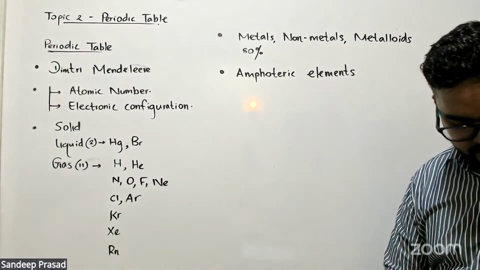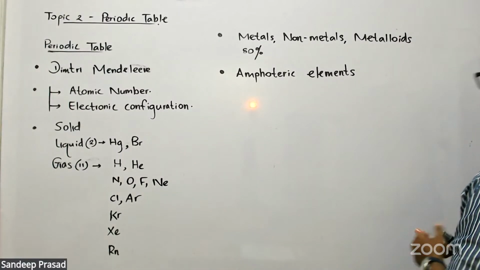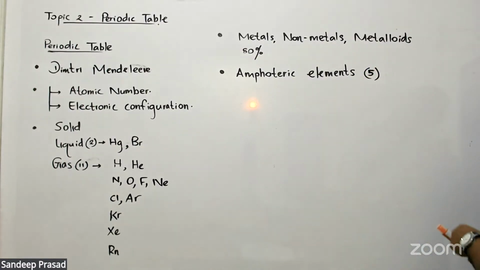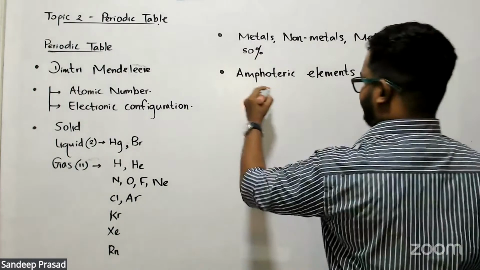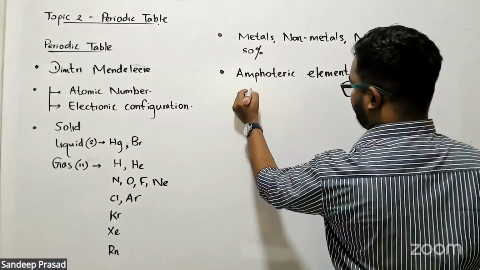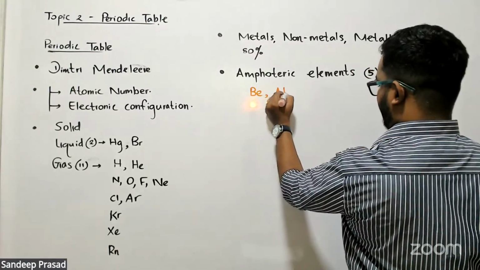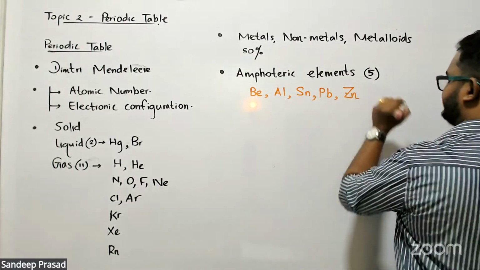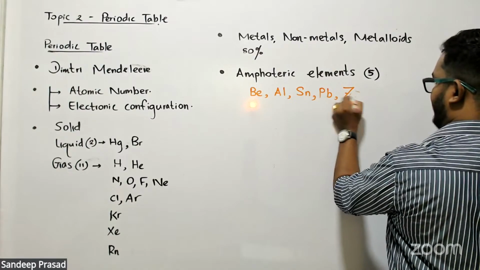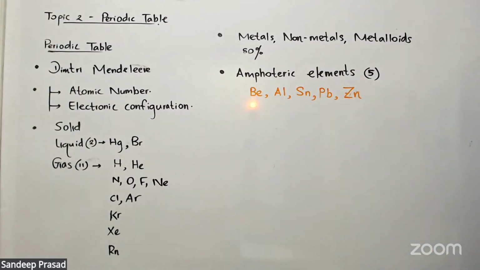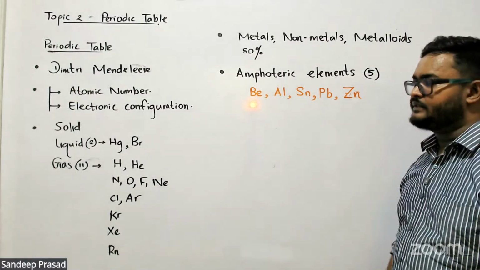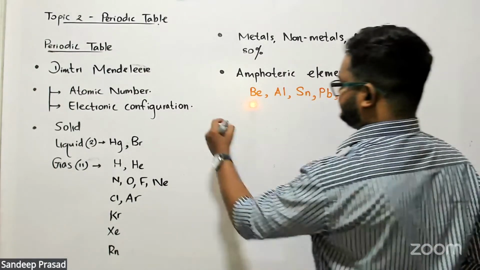Remember, students, in the periodic table, there are 5 amphoteric elements. So we can consider that the amphoteric elements are beryllium, aluminium, tin, lead, and zinc. These are known as amphoteric elements. Can you understand?